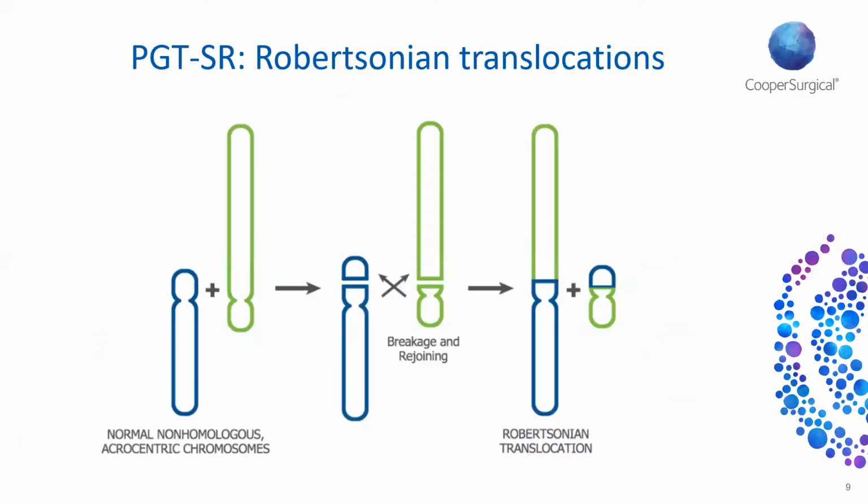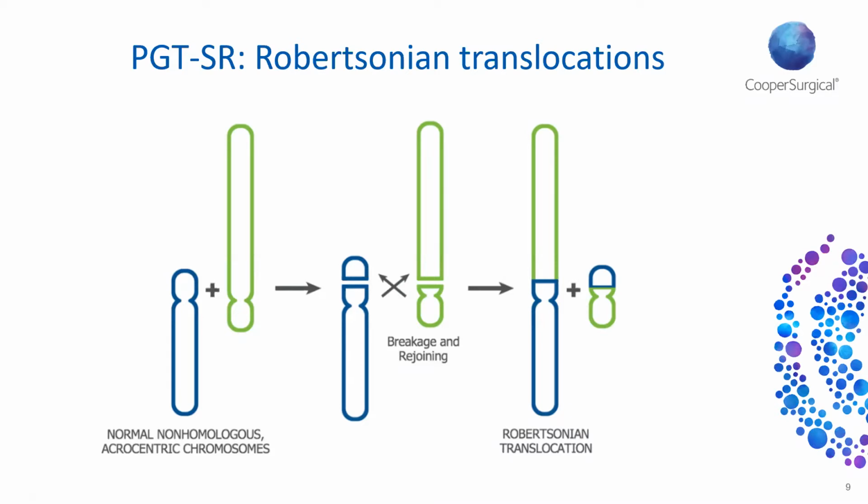Moving on to Robertsonian. I meant to add the chromosomes here, but as I mentioned prior, this is for chromosomes 13, 14, 15, 21, and 22. These are called acrocentric chromosomes. You can see here, they've got very, very tiny P arms, almost non-existent. So these are acrocentric chromosomes.